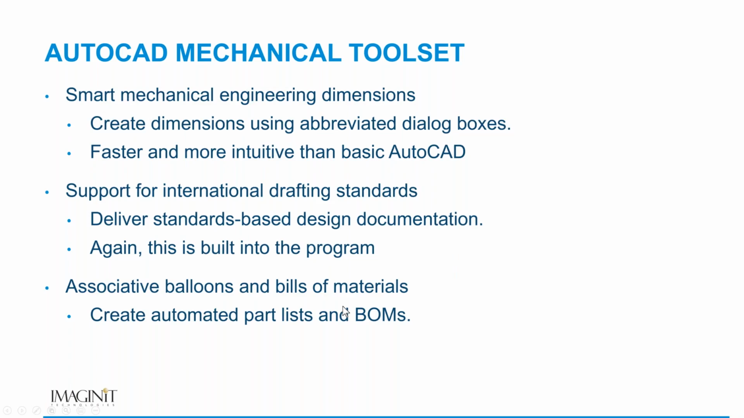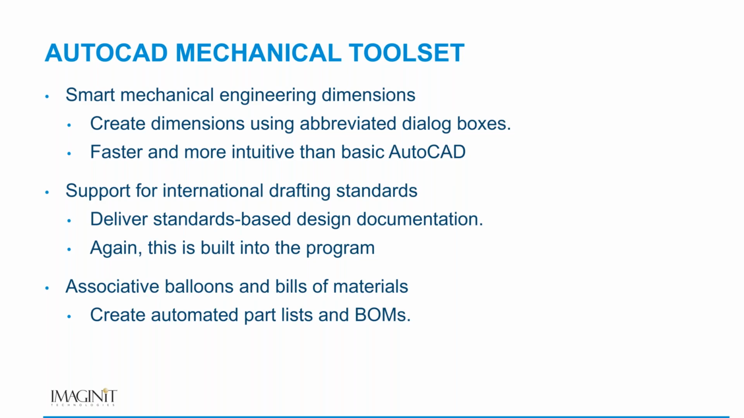Right? And so some of the other things is we have some smart mechanical engineering dimensions. So you can create dimensions using abbreviated dialog boxes. And the smart mechanical engineering dimensions are actually faster and more intuitive than basic AutoCAD dimensions. You have support for international drafting standards, so you can deliver standards-based design documentation. And again, this is built into the program.